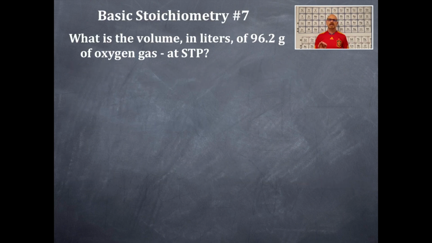So, here's our 7th problem. What is the volume in liters of 96.2 grams of oxygen gas at STP conditions? That key part there is at STP. Otherwise, if it doesn't say STP, we're going to have to go to the gas unit and figure out what to do there. But the first thing we need to do is get the formula for oxygen gas. Oxygen gas is one of the diatomics, one of the 7. So here is the formula for oxygen gas.